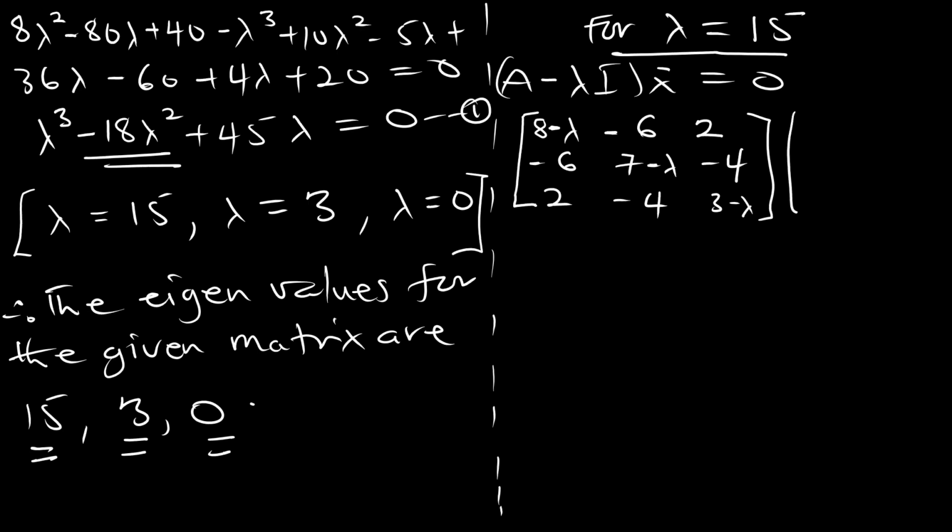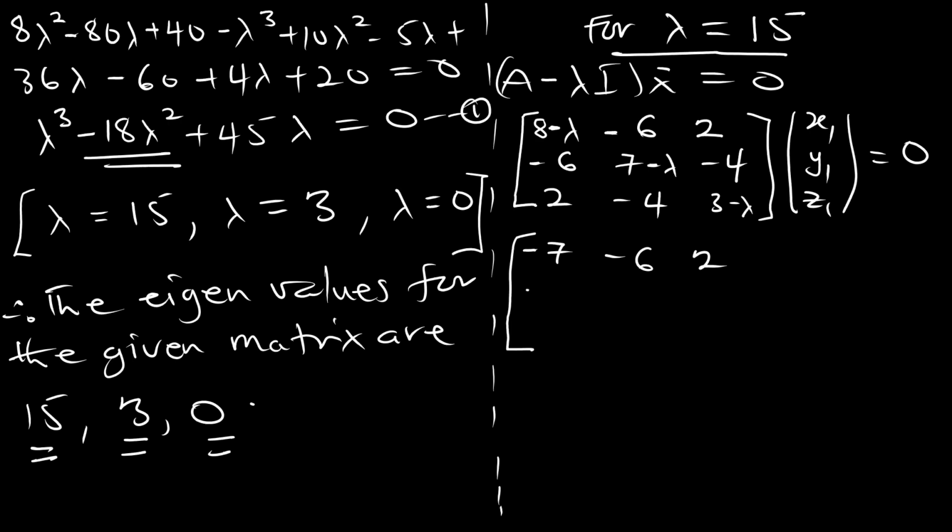Let's call this first eigenvector x1, y1, and z1. Everything is equal to 0. Now, if we put in the value of lambda to be 15, we are going to simplify this matrix to negative 7, negative 6, 2.